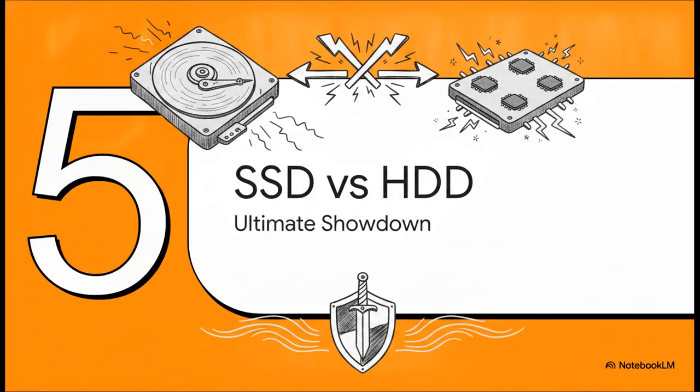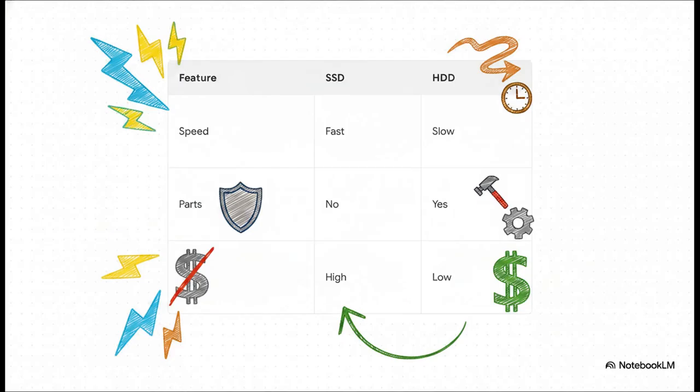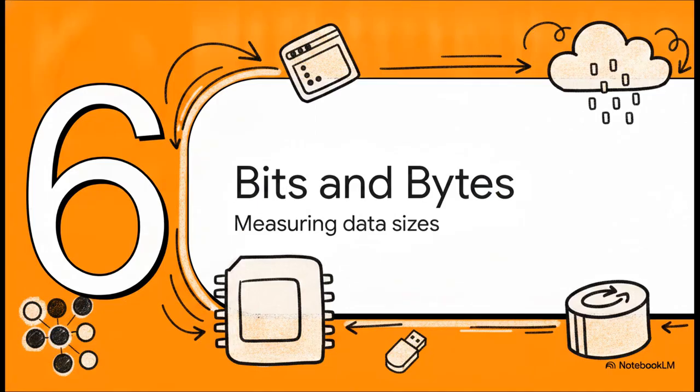Let's move on to Section 5, the SSD versus HDD showdown. So when we put these two head-to-head, who actually wins? Well, when it comes to speed, the SSD is the clear winner. And because it has zero moving parts, the SSD also wins on toughness and having a lower damage risk. But what about cost? There, the magnetic HDD takes the prize because it is much, much cheaper. So basically, SSDs win on speed and toughness, while HDDs win on price and being able to store massive amounts of data.